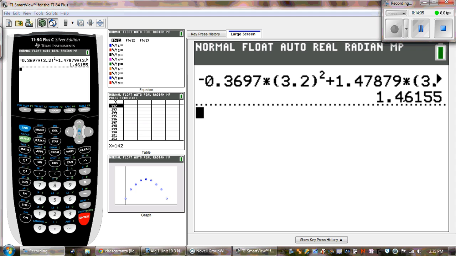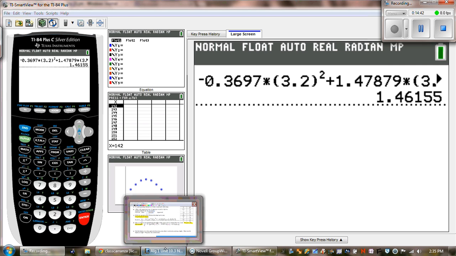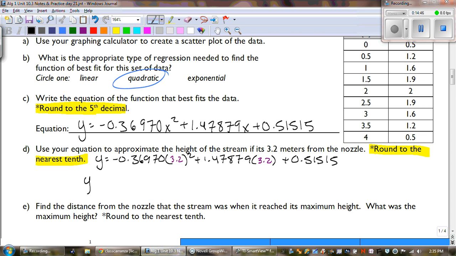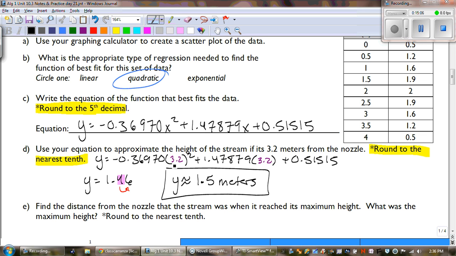Okay, and you should have gotten 1.46. I guess you guys got to watch me do it because I forgot to hit pause. Good thing I wasn't singing or anything. All right, so we get that y equals 1.46. And the reason why I stopped there was because the directions tell us to round to the nearest tenth. So y is equivalent to 1.5 meters. Don't forget to label your answer. Okay?